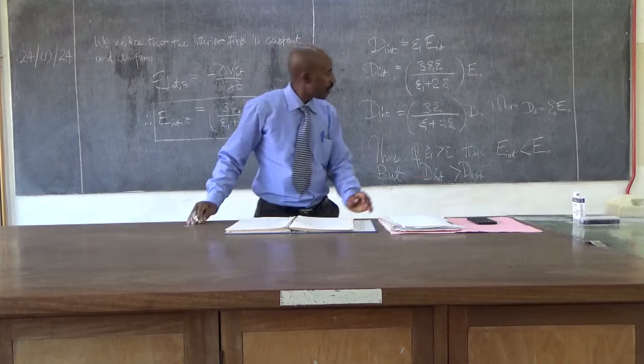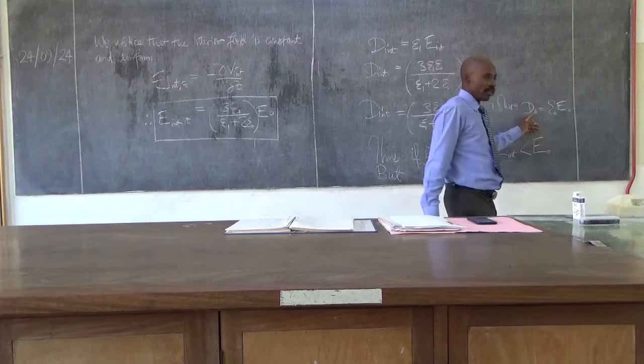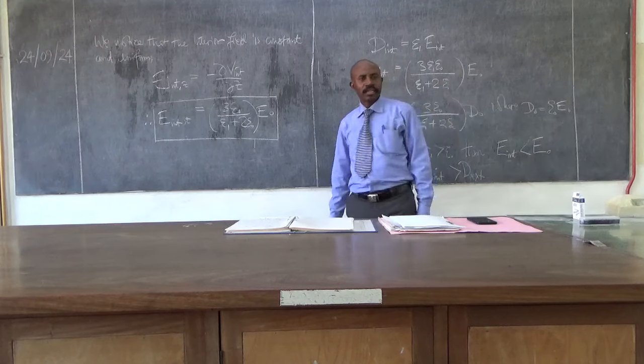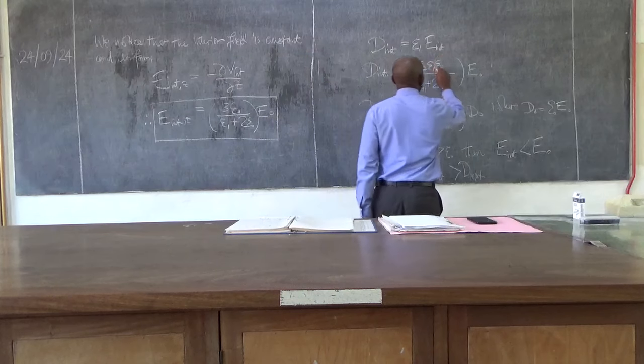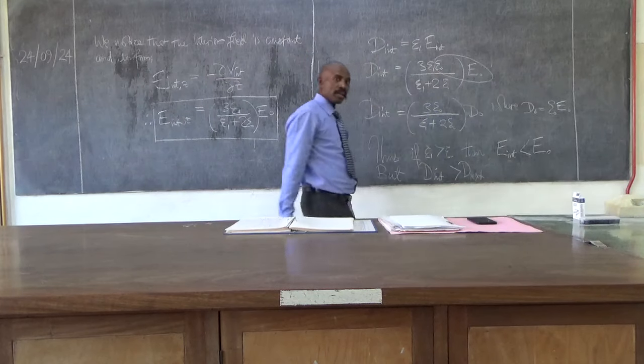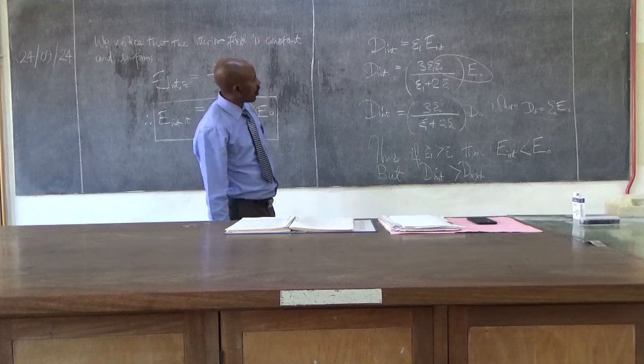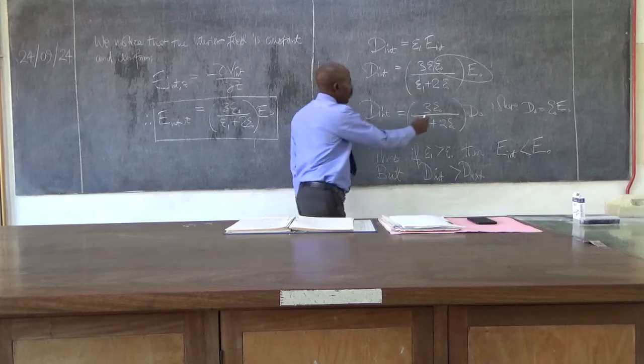Which one? This one here? That it is equal to what? We are just replacing this one. So it means this one is epsilon 1. This one here. Yeah.